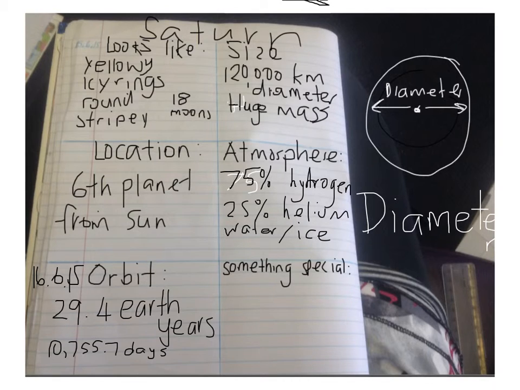I found out that Saturn takes 29.4 Earth years to go around the sun once, to orbit the sun, and that is the same as 10,755.7 days. So if you can find out the years and the days, then that will make your writing even better when we get up to that bit. Okay? Have you done years and days? There you go. Something special, named after a Roman god.